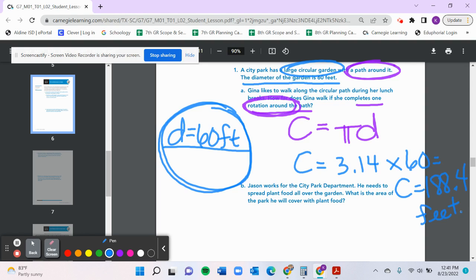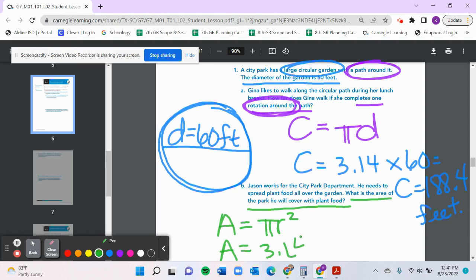Part B, Jason works for the city park department. He needs to spread plant food all over the garden. Automatically, you should be thinking area. But the great thing about this is the question actually tells us what is the area of the park he will cover with plant food. So now I'm finding the area. I know the area of a circle I can find by using A is equal to pi r squared. And I'm going to fill in what I know. Area is equal to 3.14 times the radius squared.